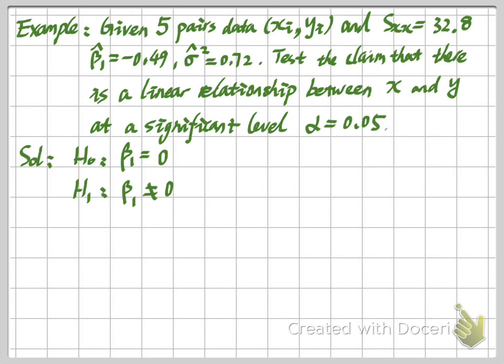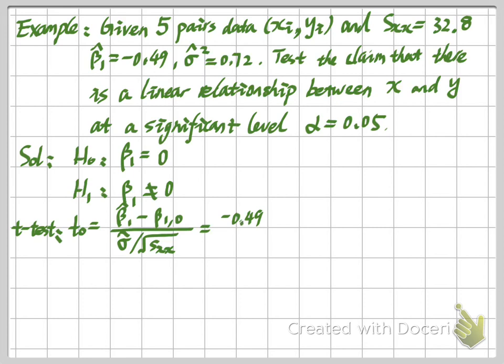So here, if we want to construct a t-test, we should plug the values into the equation. We plug in beta 1 hat, which we already know is negative 0.49, and then subtract beta 1 0. Here we use 0 for our linear relationship. And for the denominator, we use the estimator of sigma divided by the square root of Sxx.